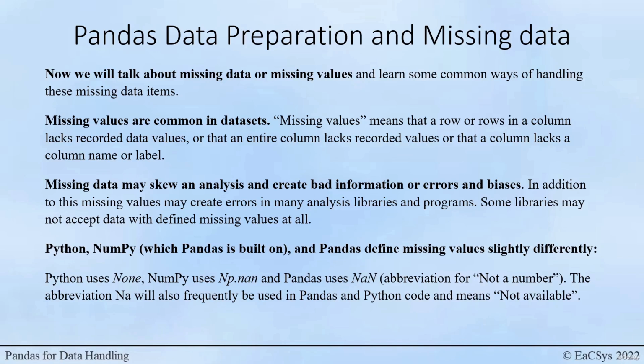Now we'll talk about what missing values are, and you will learn some common ways of handling missing values. Missing values are unfortunately common nowadays in both large and small datasets, and a missing value is defined as a row or rows in a column lacking recorded data values, or entire rows having no values at all, or the column name being missing from a column.